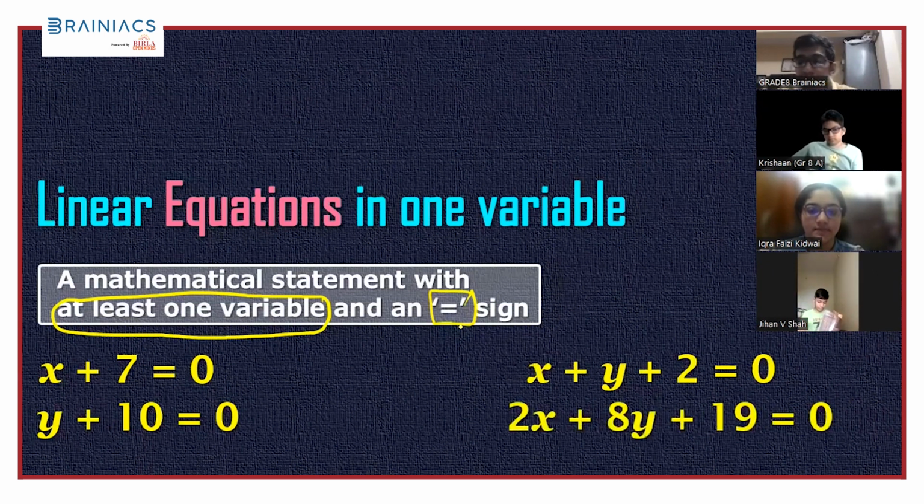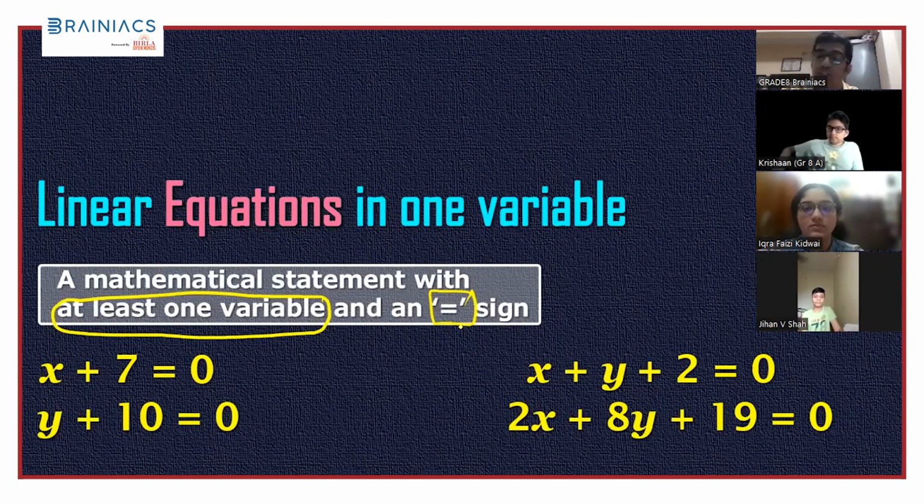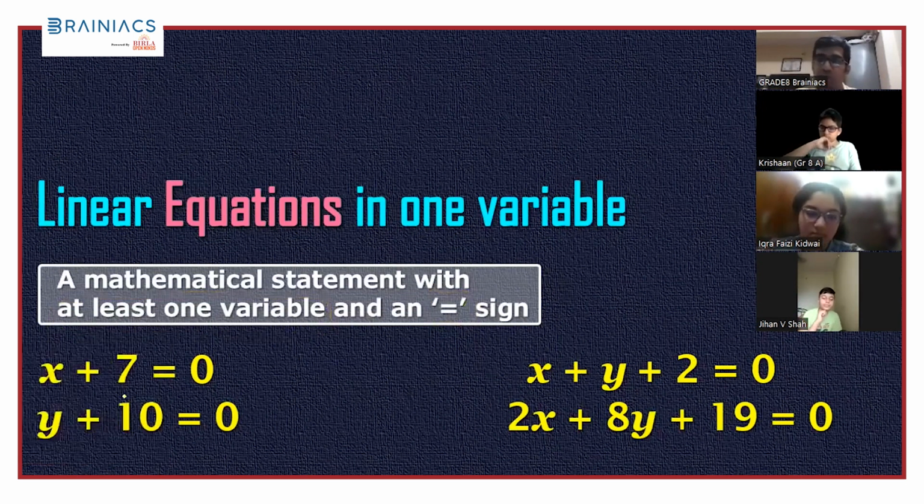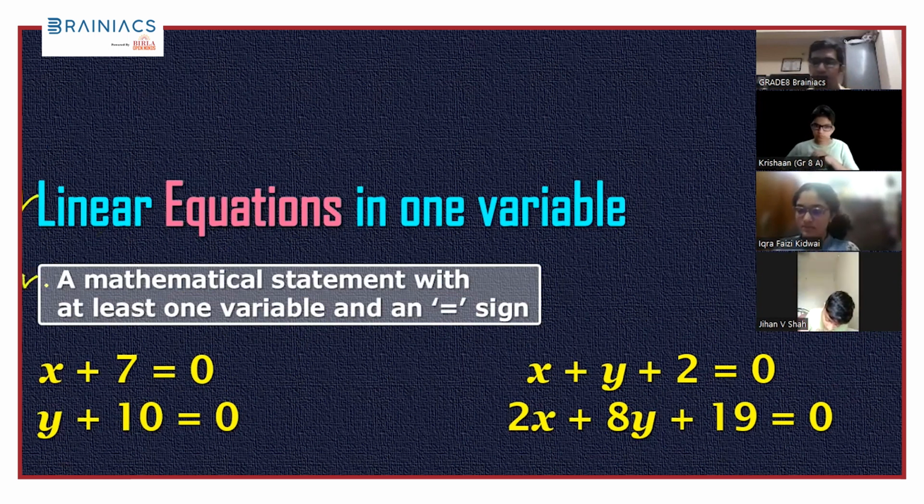Is this an equation? Yes. You just need to check for a variable and check for an equal to sign. That's all. Please remember. I hope you will not forget this for your entire life. An equation is any mathematical statement with at least one variable and an equal to sign. Clear, beta? Now start writing. Listen to what you will write. Write down the name of the chapter and write down the definition of equation.